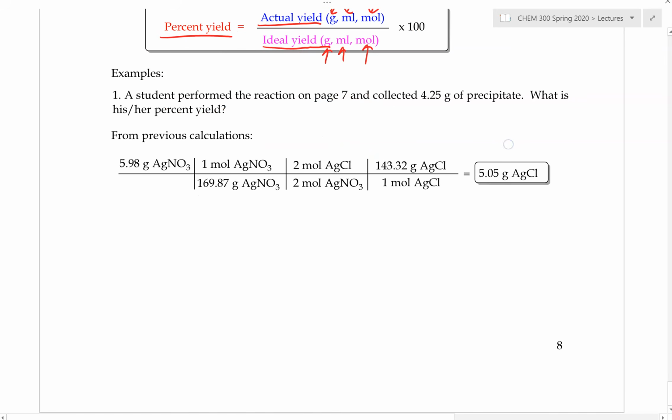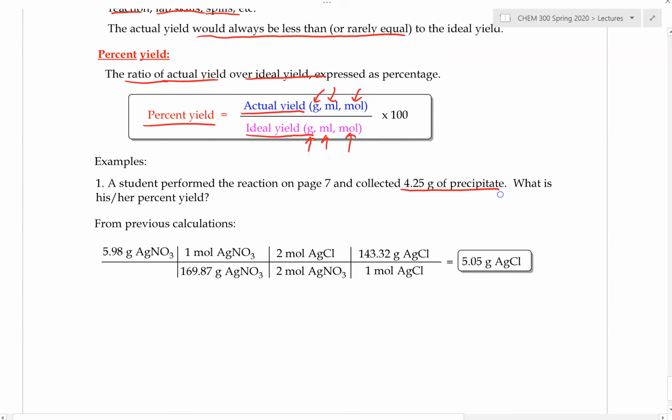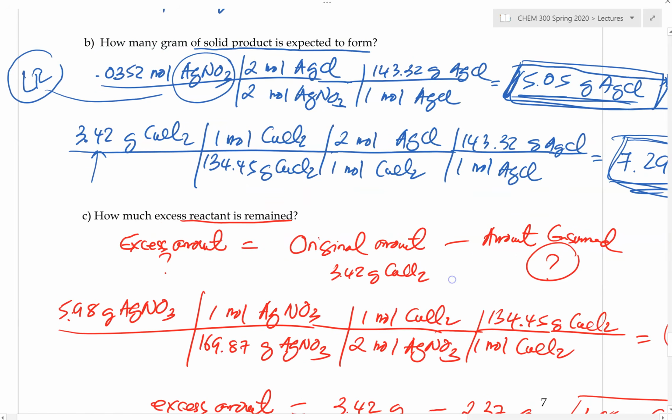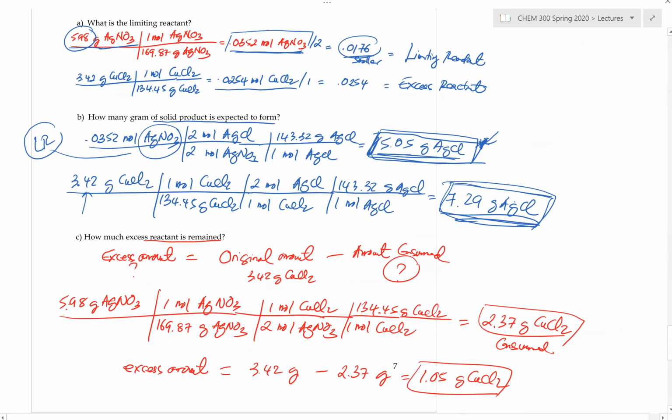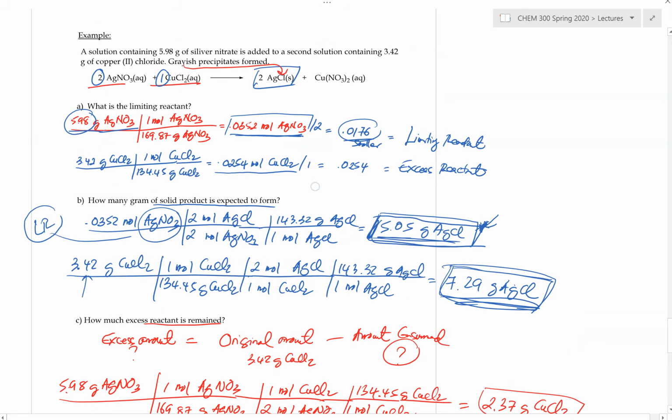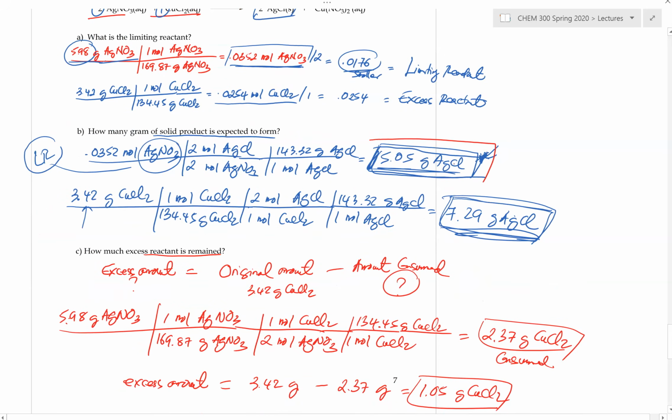So let's try an example. A student performed the reaction on page 7 and collected 4.25 grams of precipitate. What is his or her percent yield? Here we are referring to the example on page 7. On that page, we saw that when the student started out with 5.98 grams of silver nitrate and 3.42 grams of copper nitrate, then in theory we expect them to be able to make 5.05 grams of silver chloride.